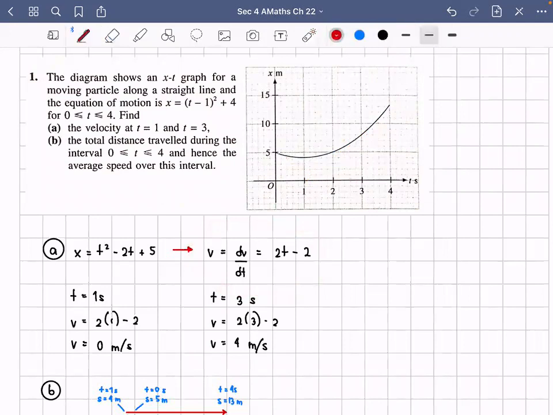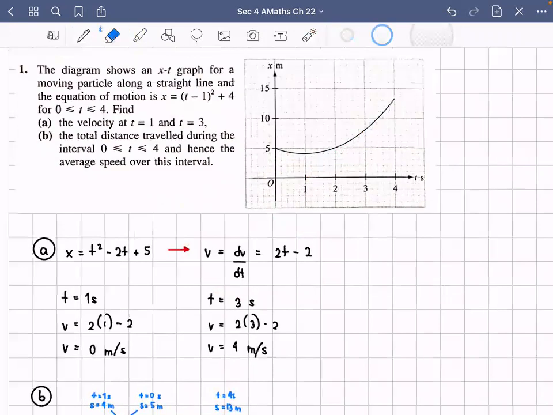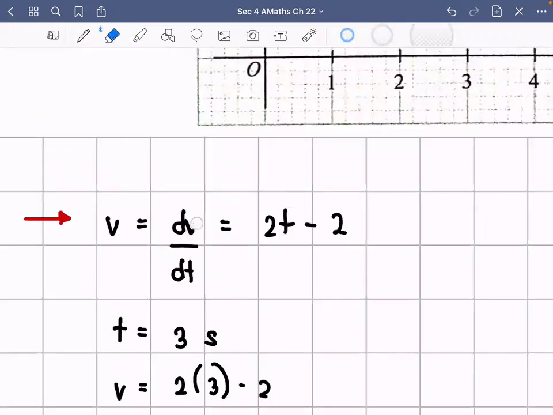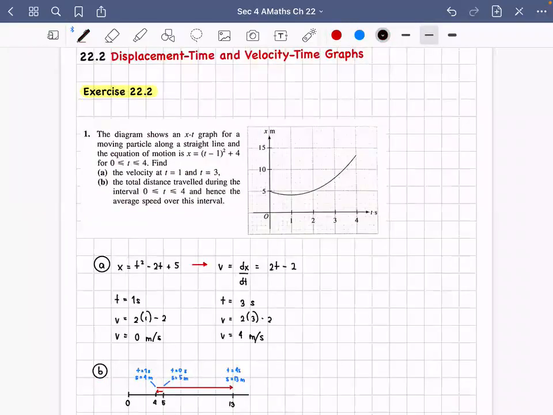this one. Okay, wait, let me erase something. So this is not dv, this is supposed to be dx. Okay, so getting the derivative of the displacement gives you the velocity function, which is 2t minus 2. By the way, I simplified this and it became t squared minus 2t plus 5. So anyway, we're here now.